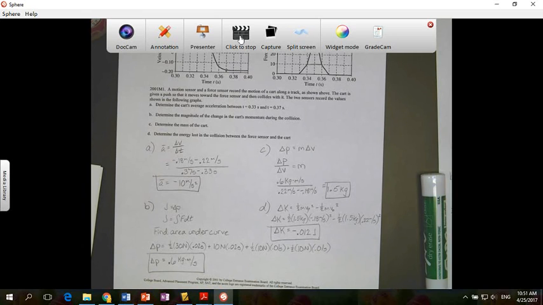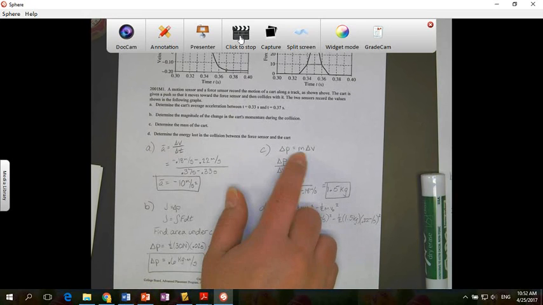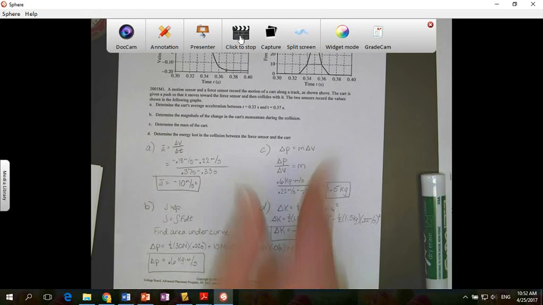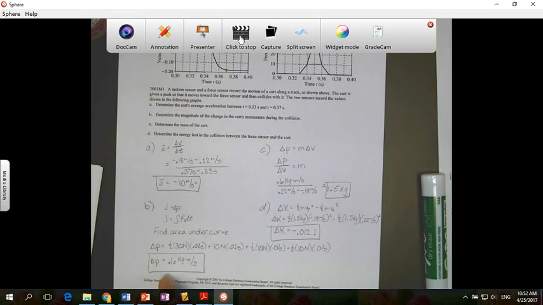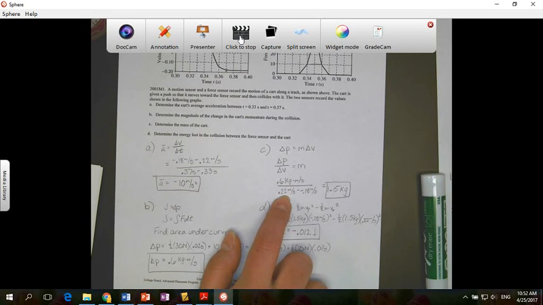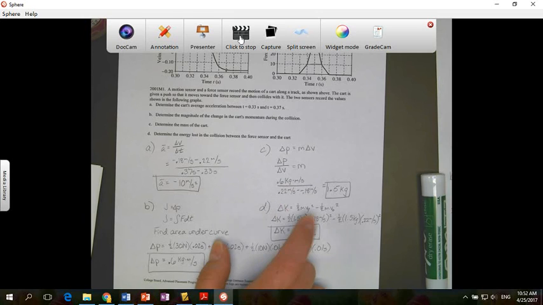And then determining the mass of the cart, I use that the change in momentum is equal to mass times the change in velocity. I have my change in momentum from part B, which I plugged in. My change in velocity, I went from 0.22 to negative 0.18, and I find my mass to be 1.5 kilograms.